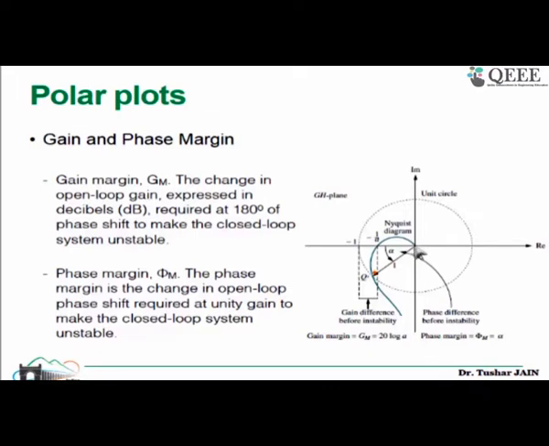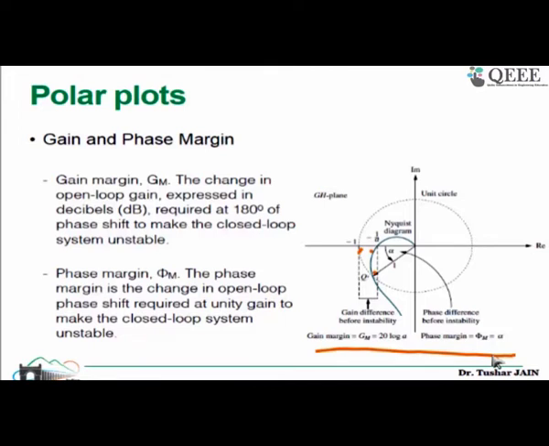Now you see that this plot crosses the real axis. The point at which it crosses the real axis, let's say this minus 1 upon a, or let's say this minus a, is the gain difference before the instability. You can increase the gain by this amount before instability occurs, and the gain margin in that case is given by these two formulas.